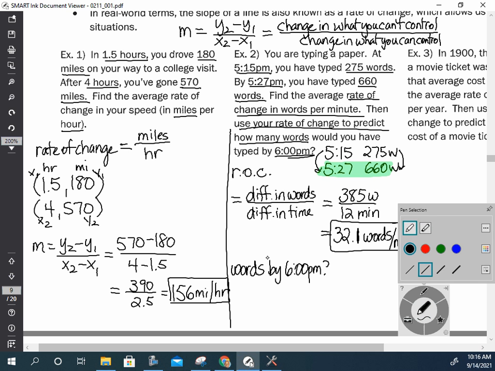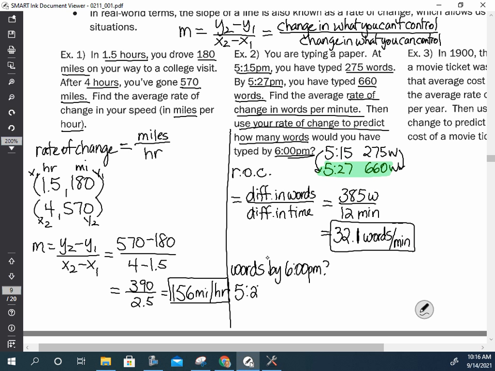So you're trying to go from 5:27 to 6 o'clock. 5:27 to 6 o'clock, that's 33 minutes. So you're going to type for 33 more minutes. That means take where you stopped, so that's 660, plus 32, times 33 more minutes.